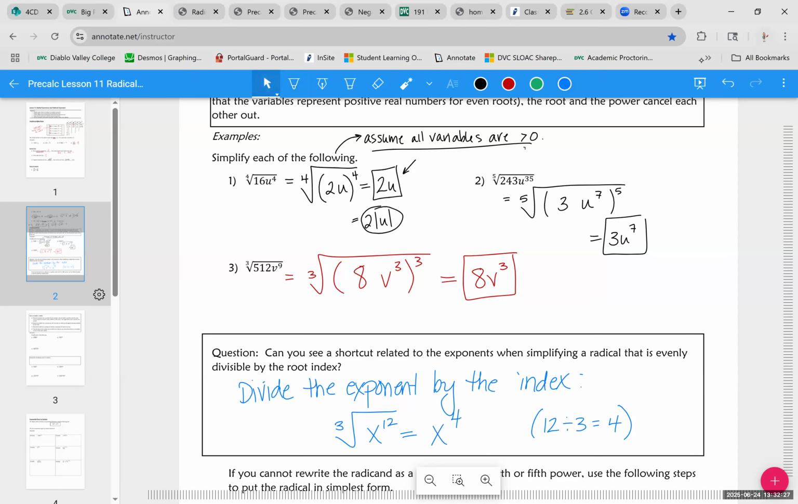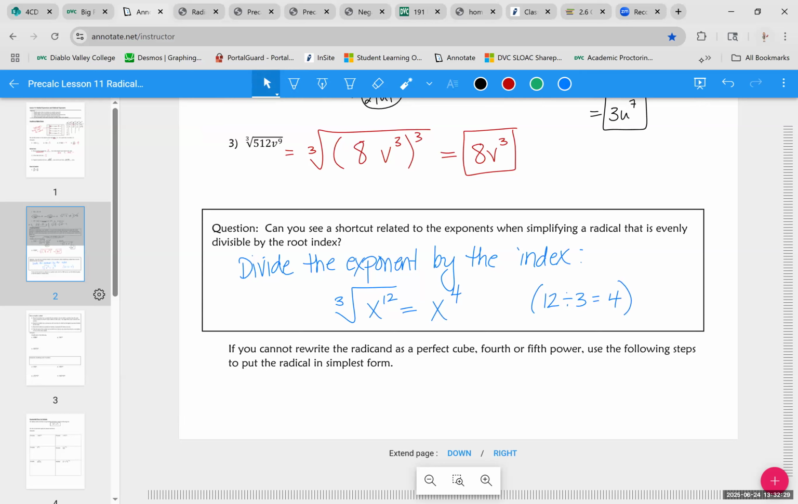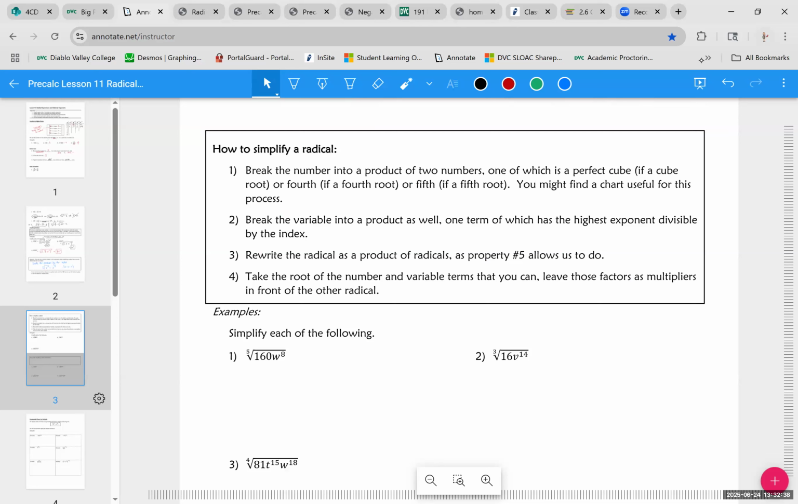Now, carrying on with what I had asked a minute ago, if you cannot rewrite the radicand as a perfect cube or a perfect fourth or whatever the power is, then we're going to follow the same steps we did with radicals, square roots, to simplify. And that is basically we're going to break it up into the product of something we can take the root of times whatever is left. So step 1, we'll break the number, we'll do the number separate from the variable, into the product of 2 numbers, one of which is a perfect cube or a perfect fourth or a perfect fifth. And that's where that chart I was just talking about is going to be useful.